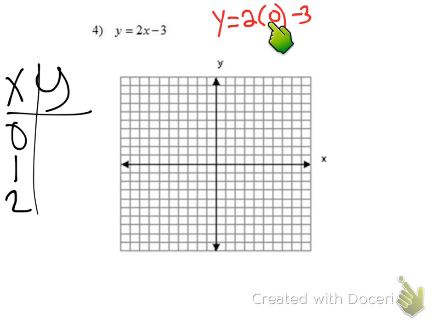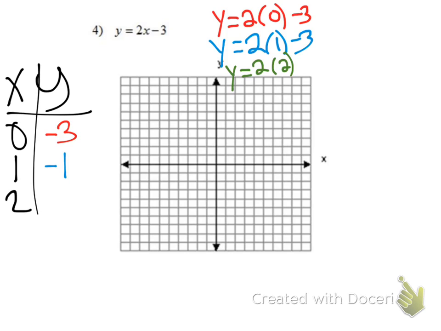What is 2 times 0? 0. What's 0 minus 3? Negative 3. Good. Do it again. Y equals 2 times 1 minus 3. So yeah, 2 times 1 is 2. What's 2 minus 3? Negative 1. Very good. And 2 times 2 minus 3. What's 2 times 2? 4. What's 4 minus 3? 1. 3 points.